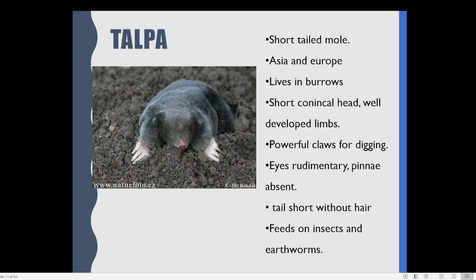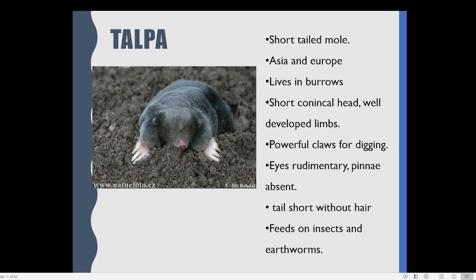They are living in burrows. See, look at the nature of the head. It is slightly conical or triangular. And one important feature of this talpa is that they are provided with very strong, powerful forelimbs. The front legs or the front appendages or front limbs are very powerful, and that is mainly used for digging the soil, or burrowing, making burrows. That is the main function of the talpa.